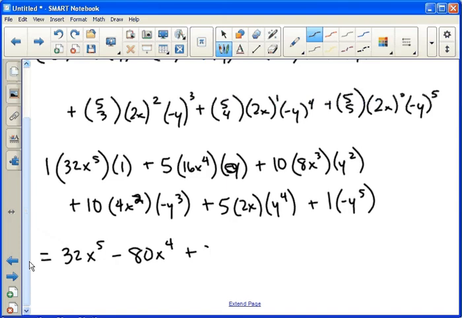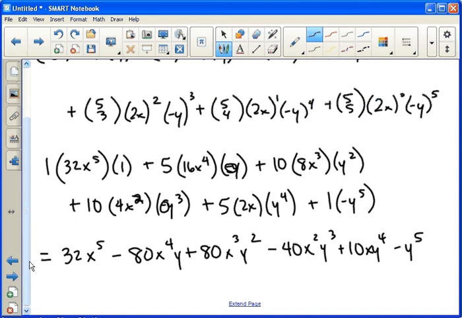excuse me, let me back up, I'm very sorry. Our first term is good. Our second term, I forgot my y, don't forget that. I brought the negative out front, but I still have to put the y. And then 80 x cubed y squared. And then I have a minus here I'm going to bring out front. 10 times 4 is 40, x squared y cubed. 5 times 2 is 10x y to the fourth, and then finally we have minus y to the fifth. And that covers the entire thing.